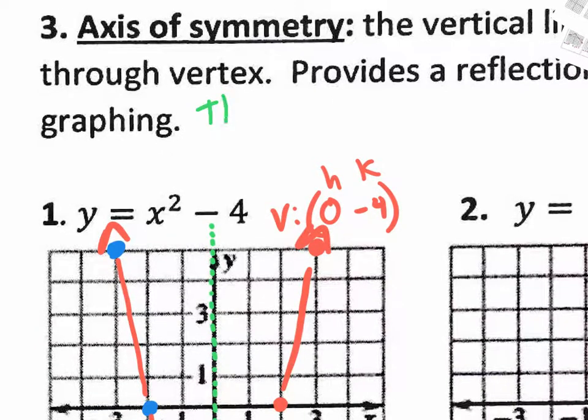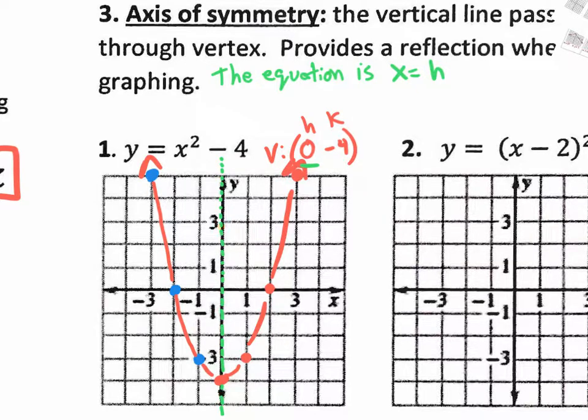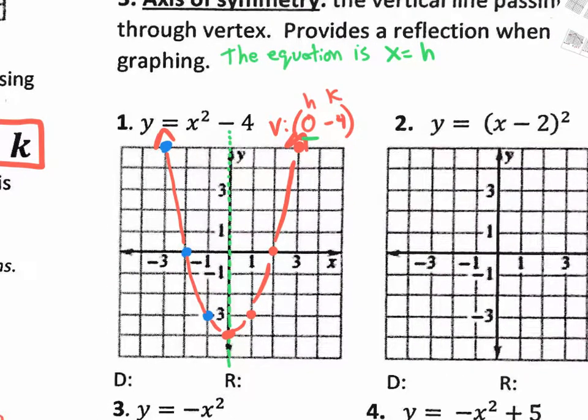Let's put the equation is x equals h. Now, what is h? It's right here. It's the x value of your vertex. So if for some reason I told you, what is the equation of this line right here, you're going to say x equals 0. Okie doke? So we went over the vocab. We even explained how to write the equation of the axis of symmetry.